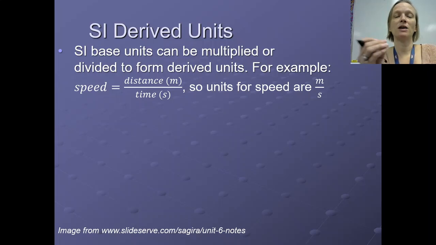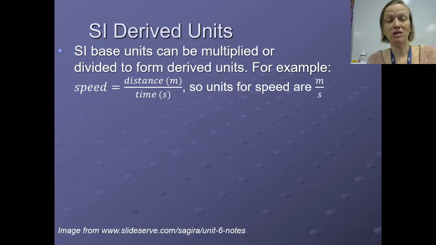Speed is distance divided by time, right? That's why the signs on the highway are for miles per hour. It's miles, which is distance, divided by time, which is hours. Miles per hour is not an SI unit. It's an imperial unit. For science, we use meters per second as our units for speed. Distance in meters divided by time in seconds, so our units are meters per second.